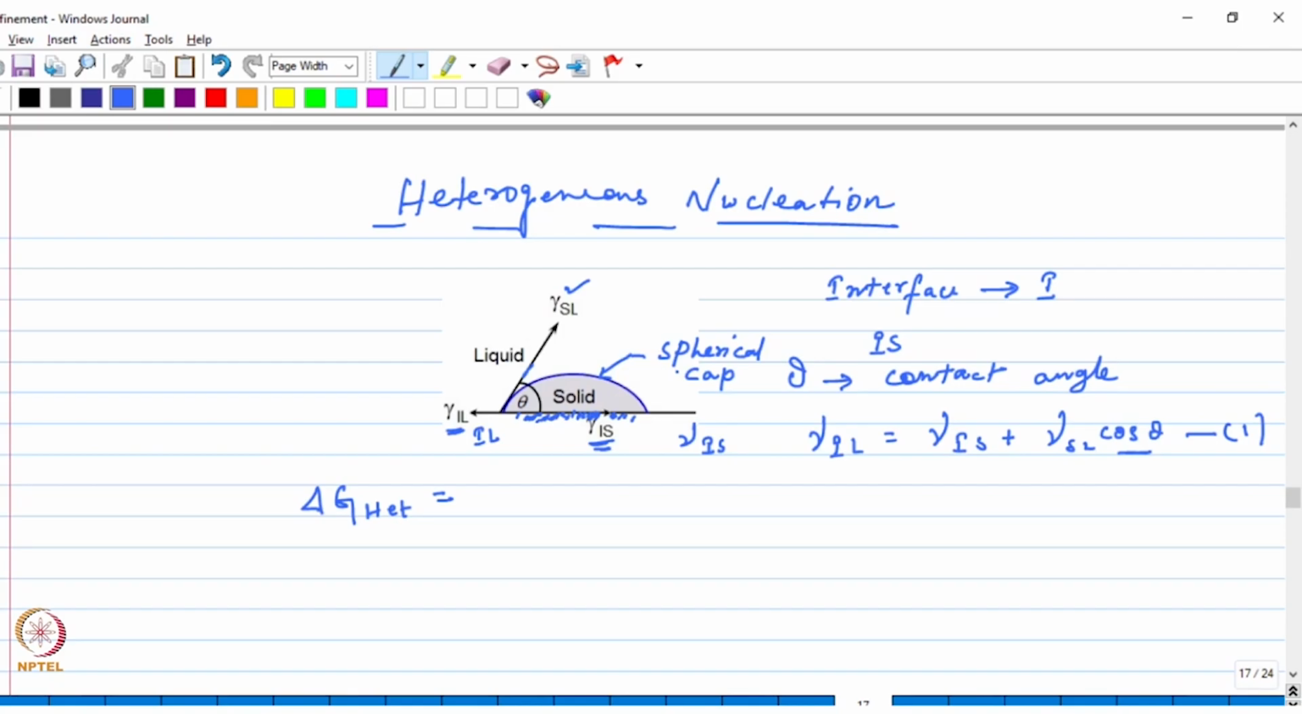Okay. So let's say the volume of that cap is Vc. Okay. And delta GV of course is the volume free energy change. So apart from this, you will have the surface energies.